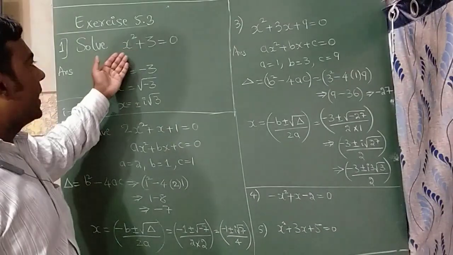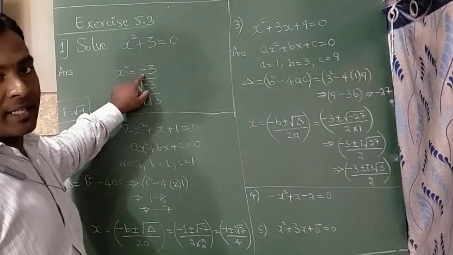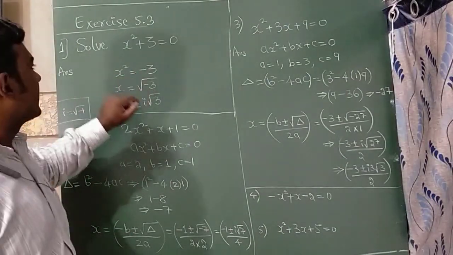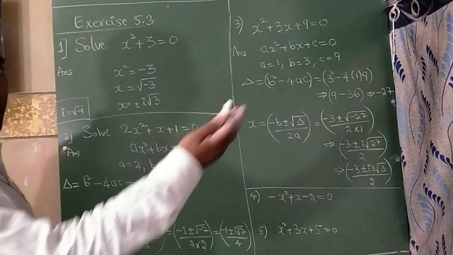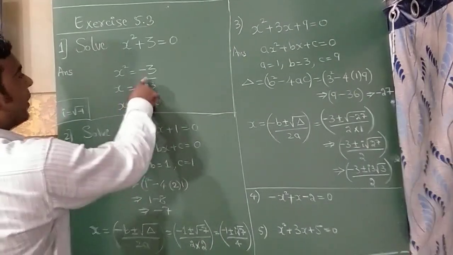This is on the left hand side. I will take it to the right hand side. So plus will become minus. So it is minus 3. X square is equal to minus 3. This square, when it goes to the right hand side, will become square root. So x is equal to square root of minus 3.